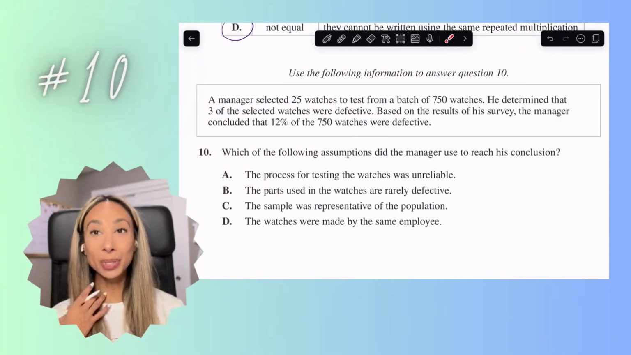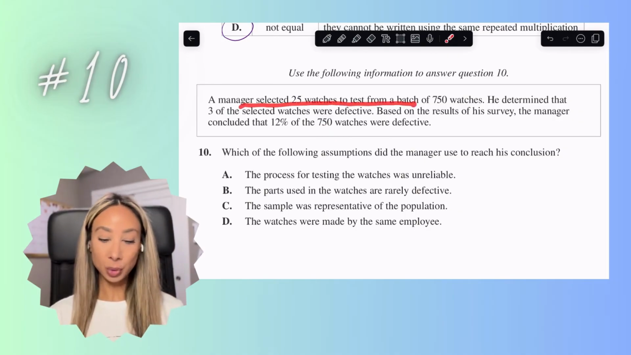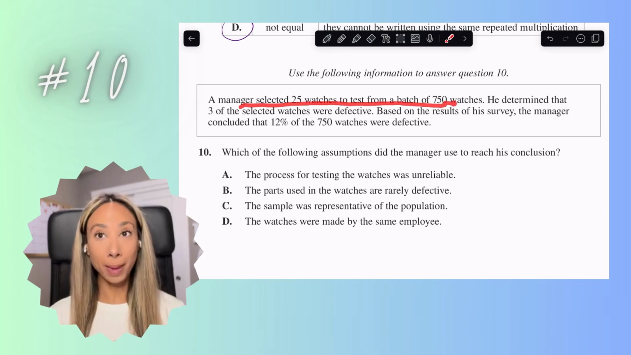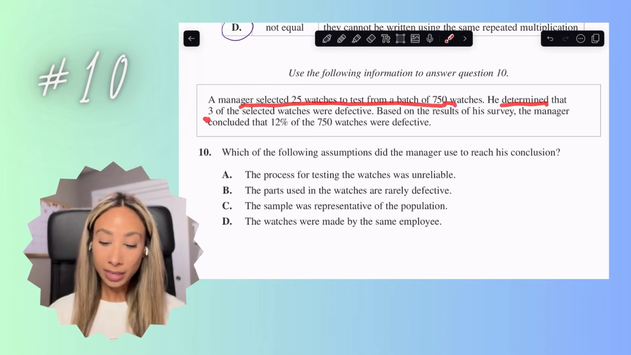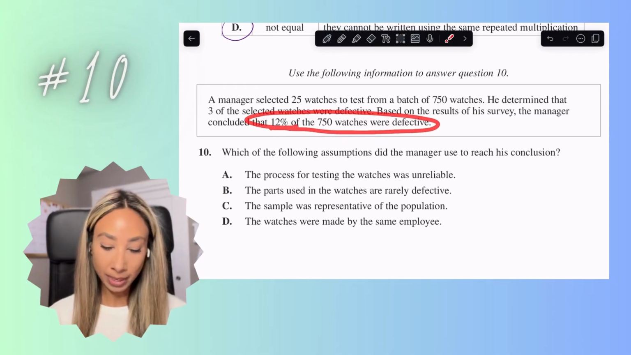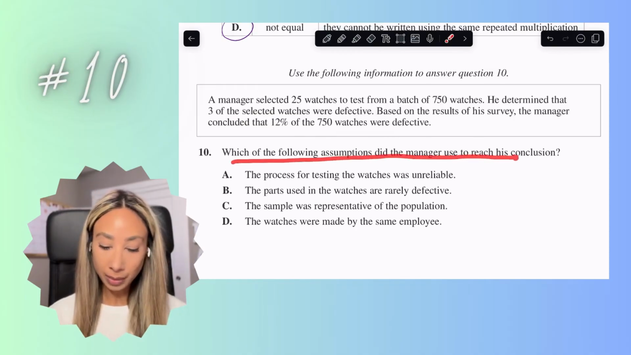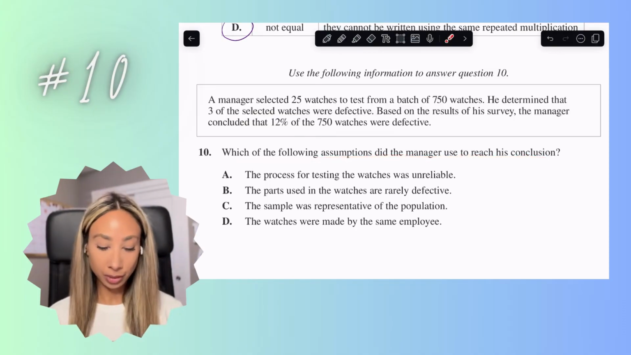Okay, number 10 here. So we're looking at some data here. The question says, a manager selected 25 watches to test from a batch of 750. He determined that 3 of the selected watches were defective. So out of the 25 he took, 3 of them weren't working. From there, he took those results and said that 12% of the 750 watches were defective. So which of the following assumptions did the manager use to reach his conclusion?